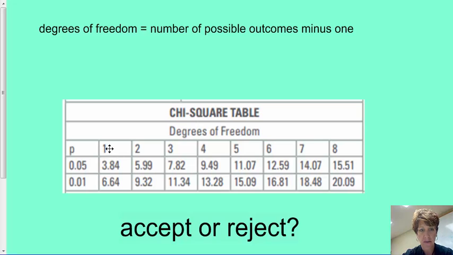So I had 1 degree of freedom. I am looking in this 0.05 column, so the critical value that I need to be less than is 3.84. I am far less than that, so I am going to accept my null hypothesis. Mine came out within the realm of acceptable.